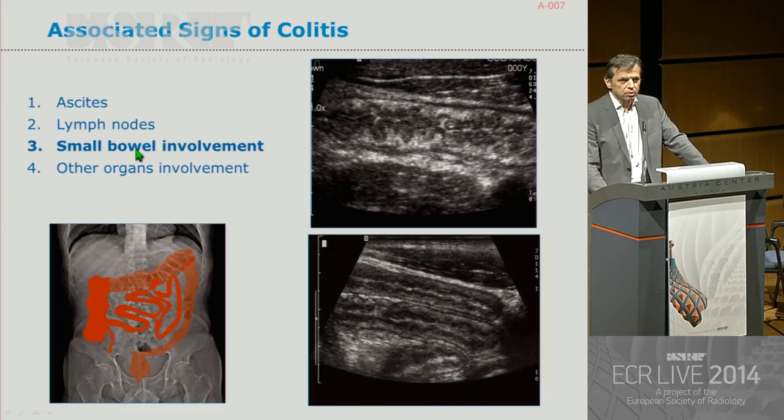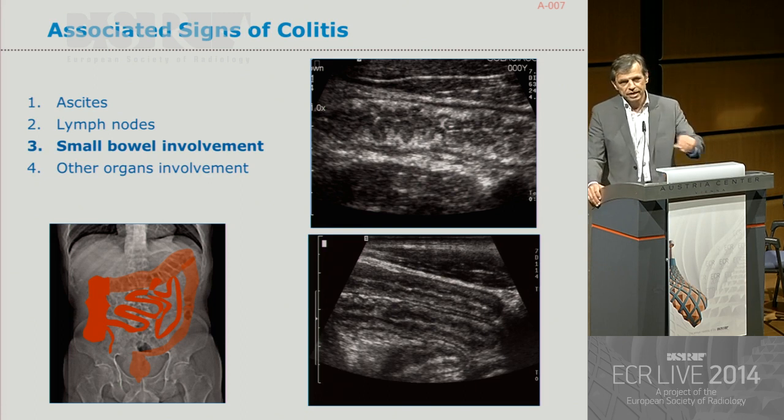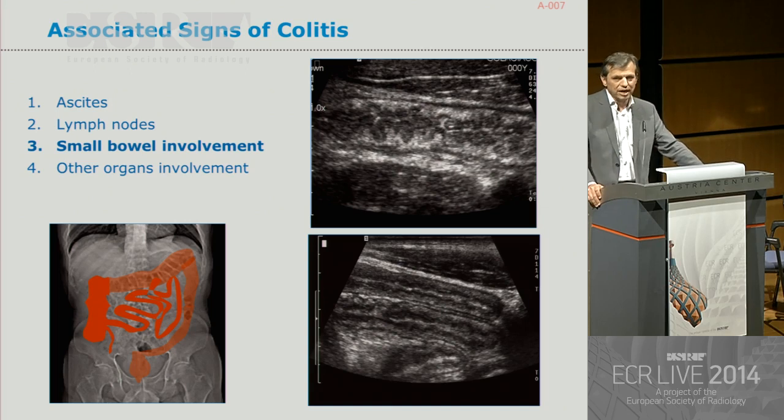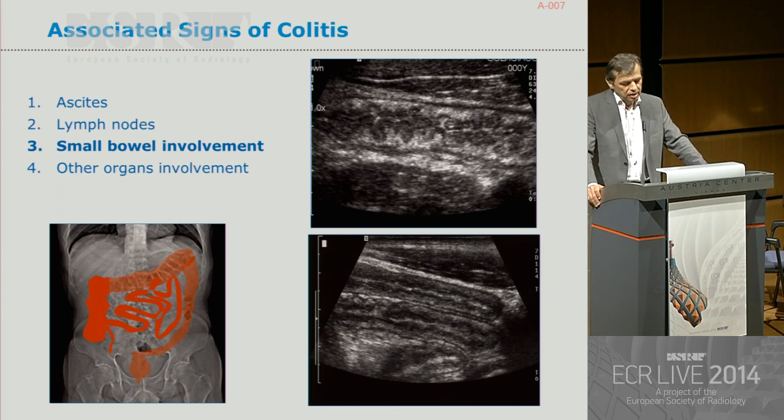Also, it's quite important to analyze the small bowel to see if there is some abnormality associated with the colitis. And the diagnostic of an isolated left colon colitis and a right colitis with ileitis associated is very different. When you have a lot of ileal involvement, most of the time it's infectious disease.